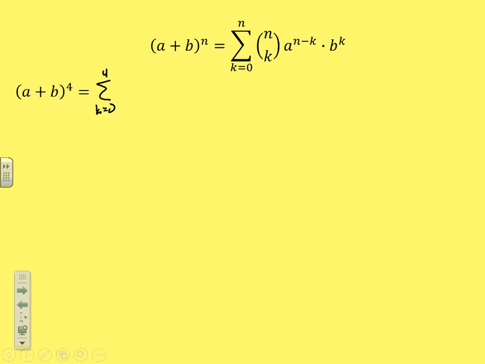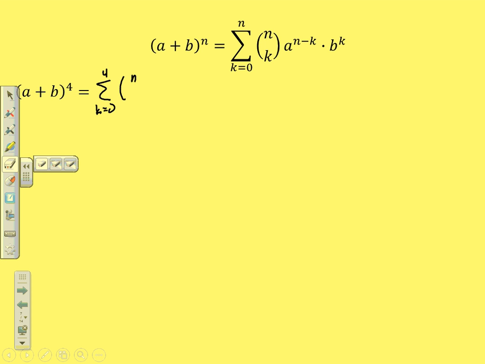So my combinations here, where it says n choose k, that would be, oops, I don't want to write the n again. I want 4 choose k. And here we would say a to the 4 minus k power times b to the k power according to the formula.